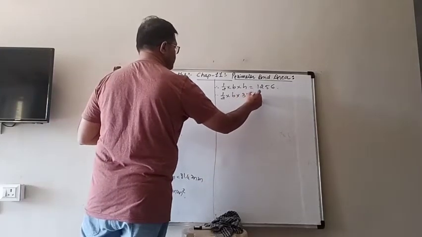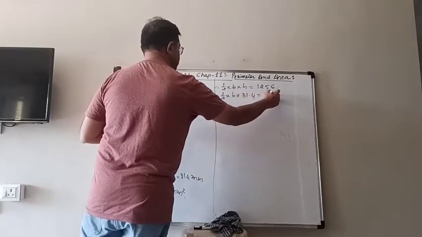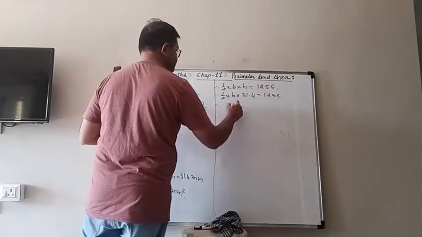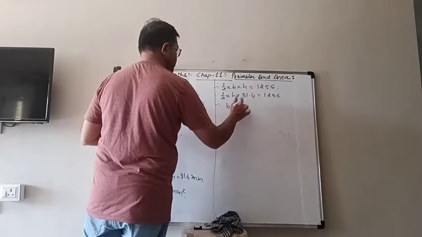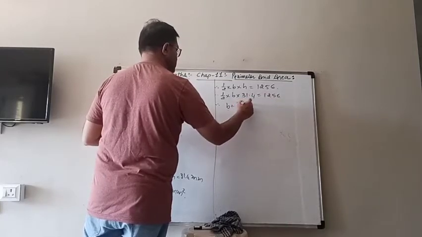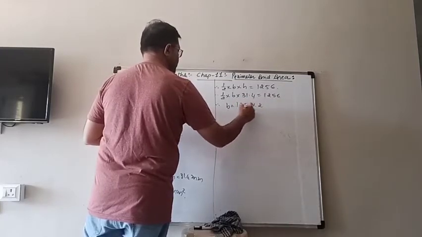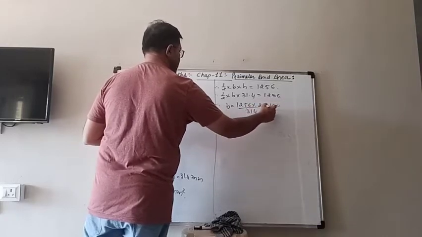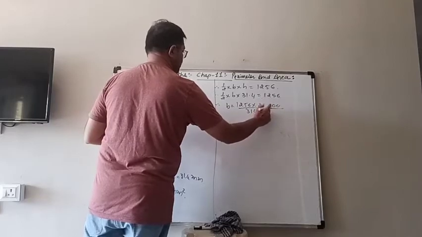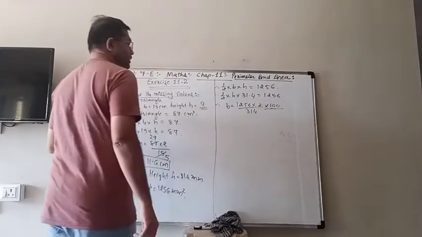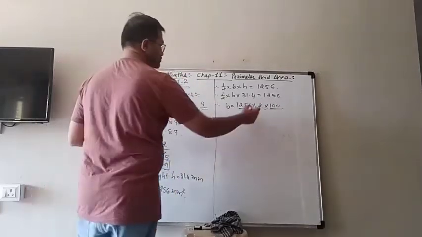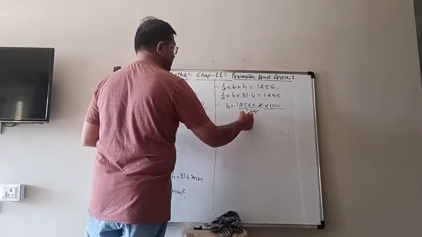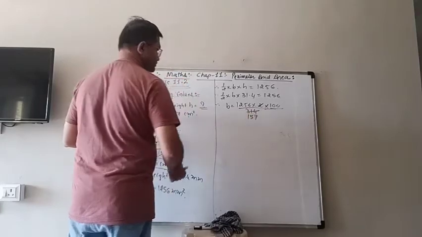So 1 by 2 into B into height, given 31.4, is equal to 1256. So B is equal to 1256 multiplied by 2 divided by 314 divided by 100. 100 we can put on the top. Now cancellation. 2 1s are 2, 2 5s are 10, 2 7s are 14.